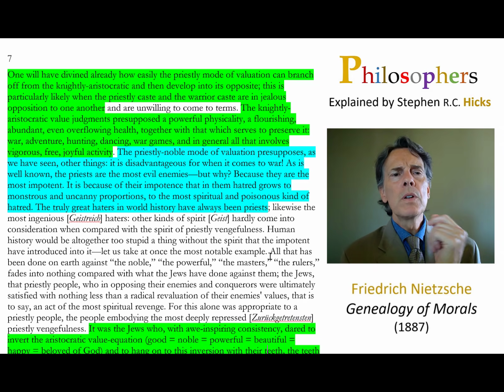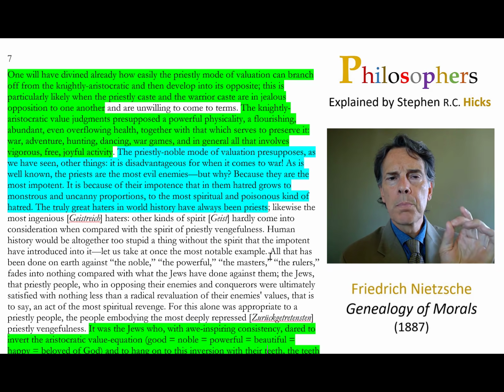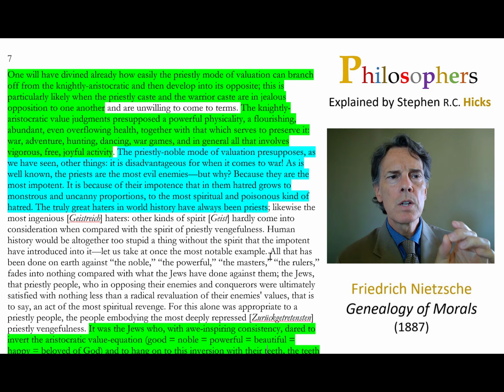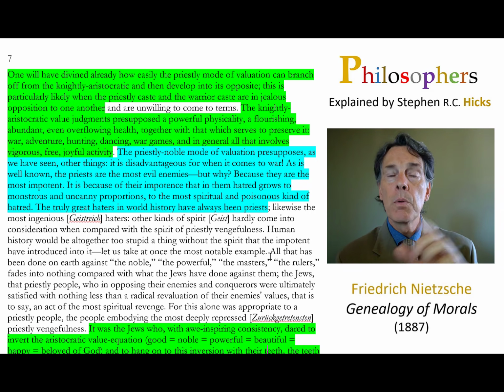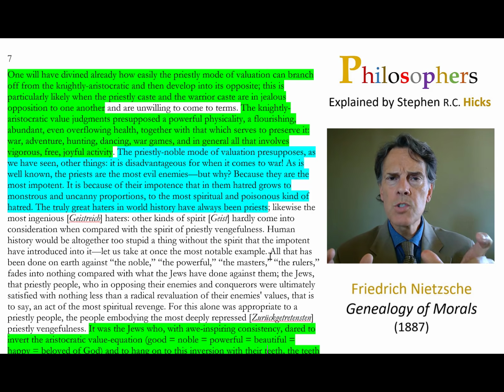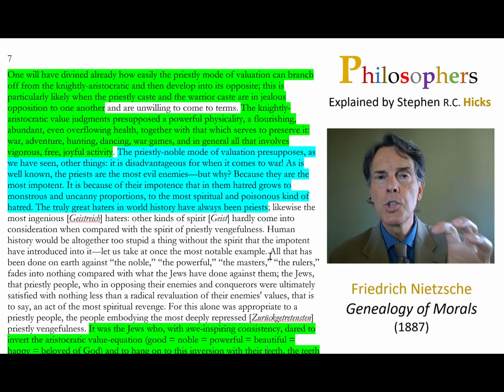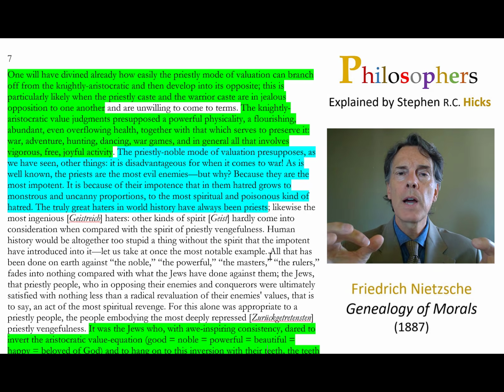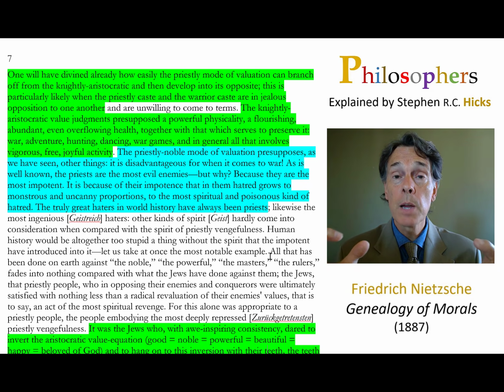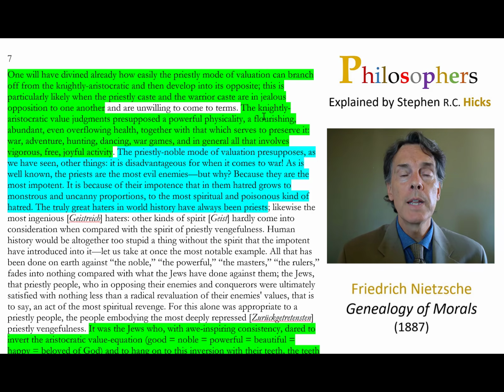So, one will have divined already how easily the priestly mode of valuation can branch off from the knightly aristocratic and develop into its opposite. And then what we have is a power struggle. The priests with their type of moral psychology and moral code, and the knights, the knightly warrior types with their type of psychology and their type of moral code, jockeying and fighting for power over the centuries and the millennia.